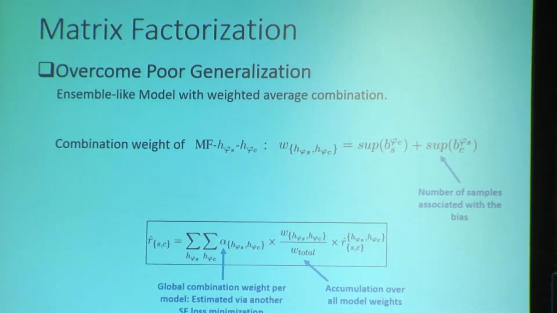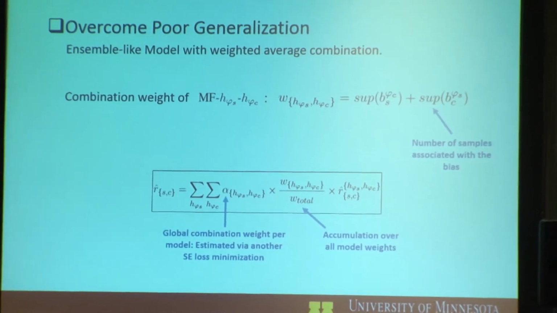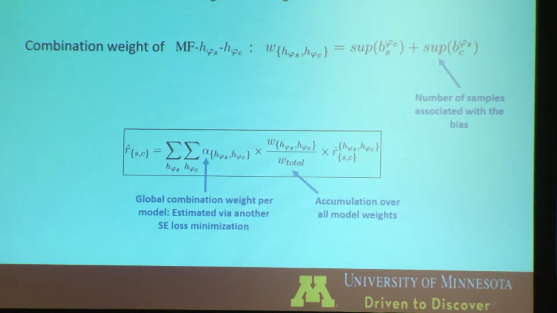So in order to address this problem, we use an ensemble-like approach in which we build different matrix factorization models, each utilizing different granularity groups. Each of them gives its own prediction, and then the predictions are combined based on a model-specific weight that we learn through another squared error loss minimization function. And there's also another weight that reflects the number of samples that are associated with the contextual biases for the particular student-course pair that we want to predict.